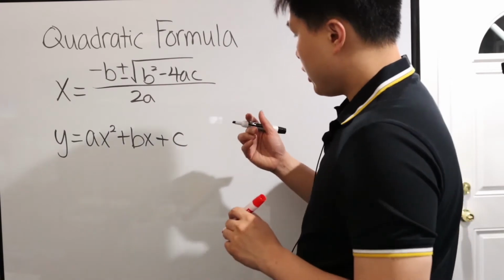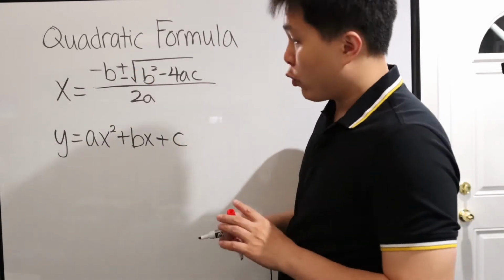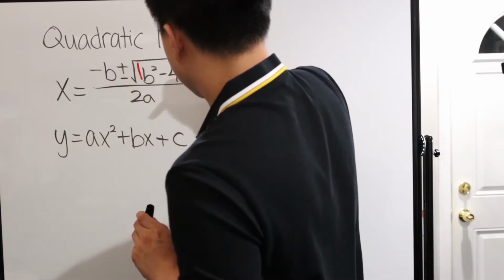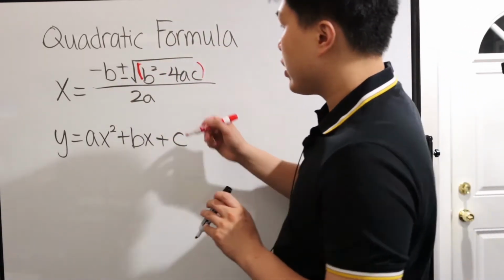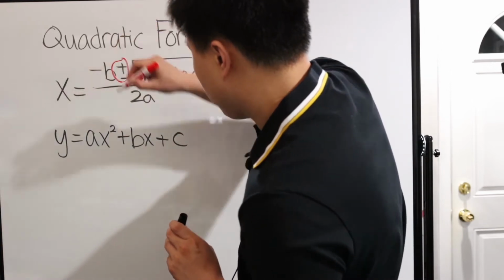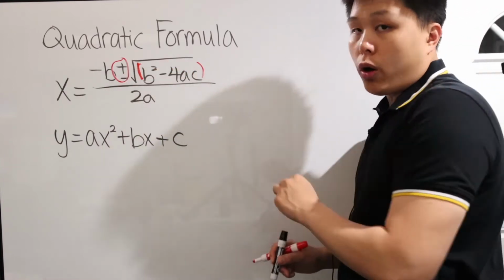Now, here's the thing. The key is the plus or minus and the b squared minus 4ac. Not the square root, but the inside of the square root. I'm going to just put a little marking right here just so you guys can see it. B squared minus 4ac. That's one of the key components of this formula. The other one is the plus minus. Now, here's the thing. There's a reason these two are the key components.